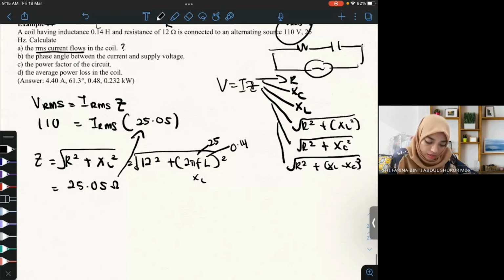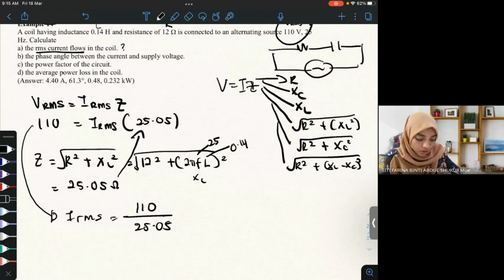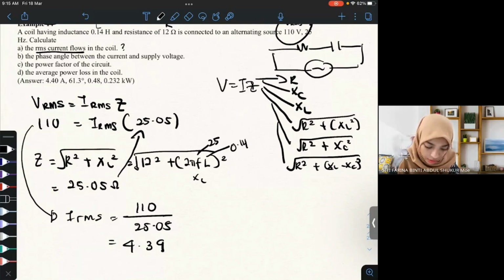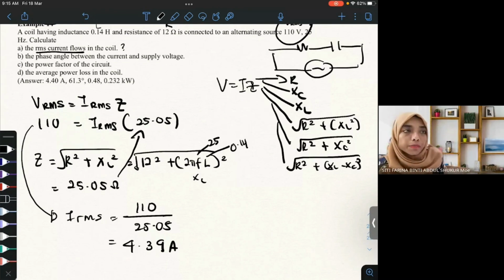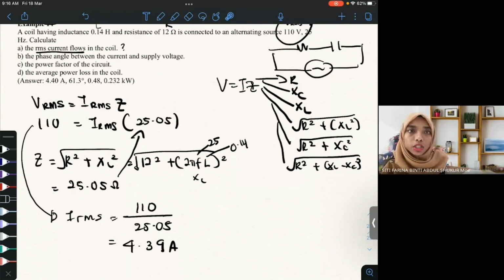Okay, then your IRMS is now V, 110 divided by 25.05. You will get 4.39 ampere, or you will get 4.40 depending on the value you take here. If you have not rounded off Z to 2 decimal places yet, you will get this as 4.4. Okay? Still understand, okay?